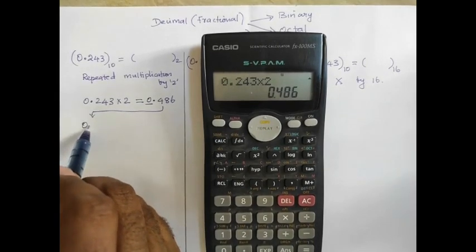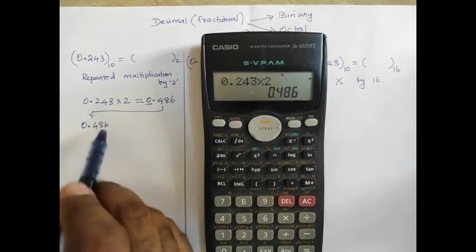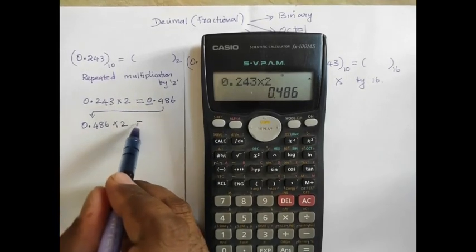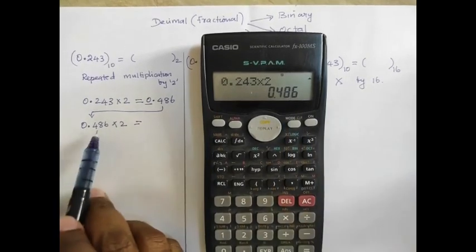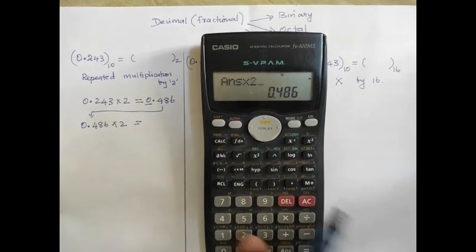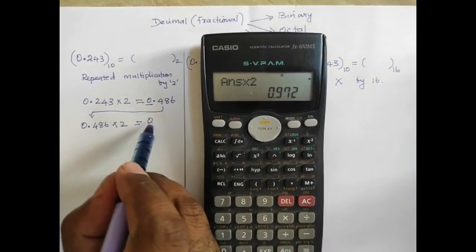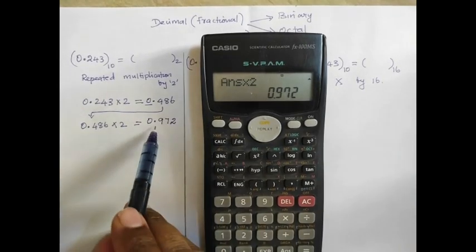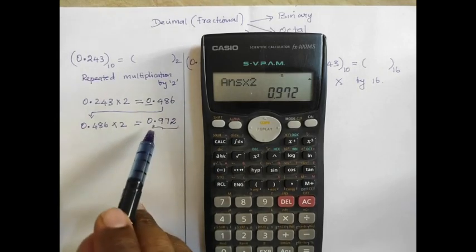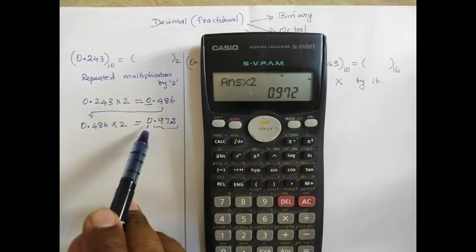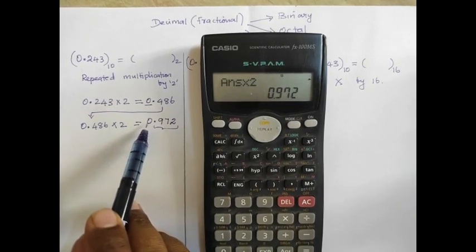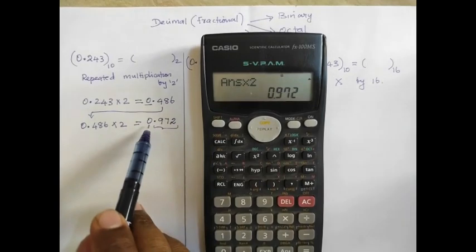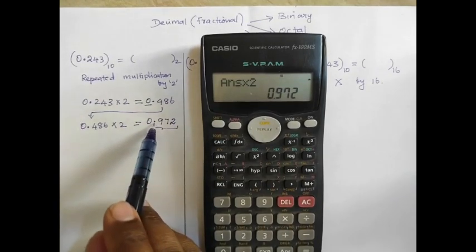So 0.486, again I am multiplying with 2. I multiply 0.486 by 2, and you will get 0.972. For the next step, again I take only the value after the point. If there is any whole value like 1 or 2 on the left side, you should not take it. So I am taking only the values after the decimal point.